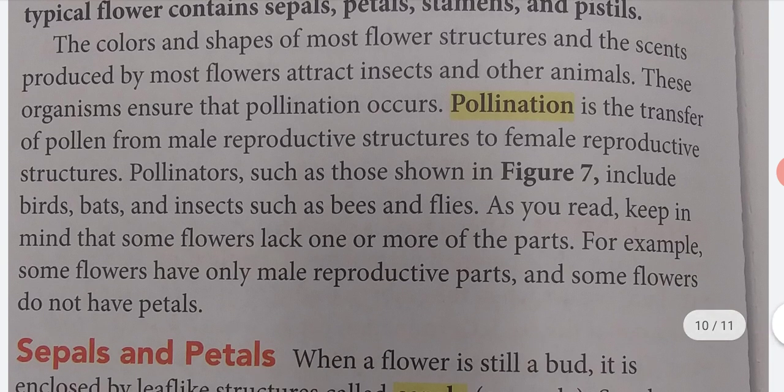The colors and shapes of most flower structures and the scents produced by most flowers attract insects and other animals. These organisms ensure that pollination occurs. Pollination is the transfer of pollen from male reproductive structures to female reproductive structures. Pollinators, such as those shown in Figure 7, include birds, bats, and insects such as bees and flies. As you read, keep in mind that some flowers lack one or more of the parts. For example, some flowers only have male reproductive parts, and some flowers do not have petals.